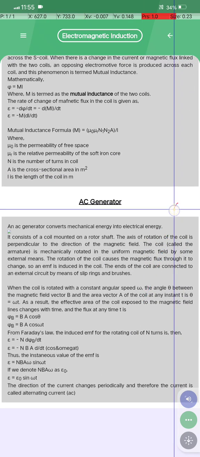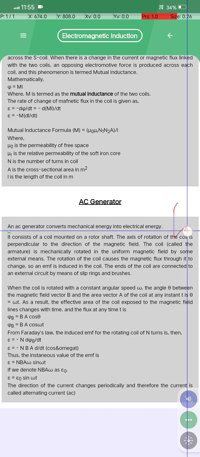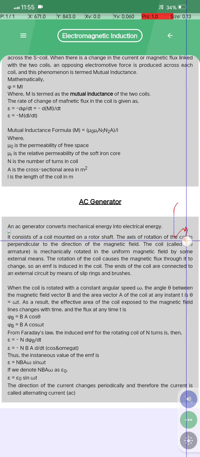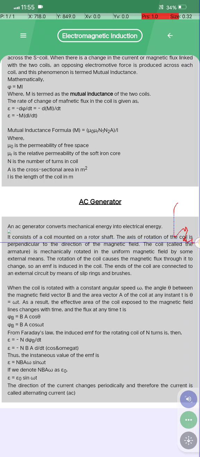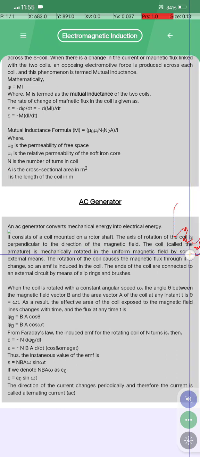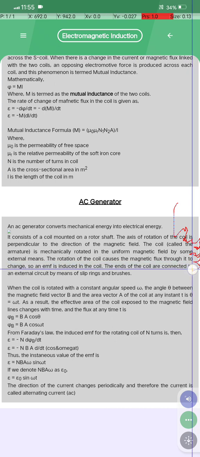अब जानते हैं एसी जनरेटर क्या होता है। An AC generator converts mechanical energy into electrical energy, and it consists of a coil mounted on a rotor shaft, and the axis of rotation of the coil is perpendicular to the direction of the magnetic field. The coil, called the armature, is mechanically rotated in the uniform magnetic field by some external means. The rotation of the coil causes the magnetic flux through it to change, and so an EMF is induced in the coil.